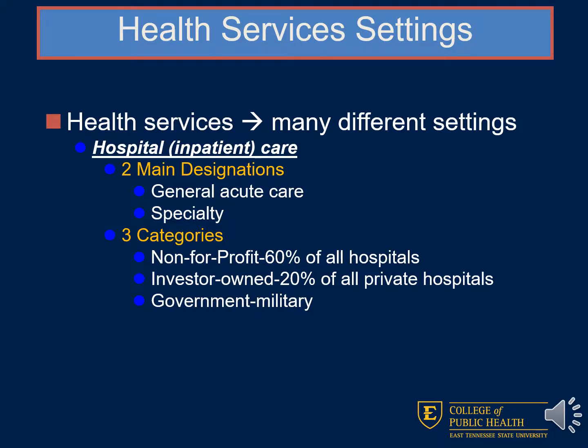So we have the two main categories of hospitals, which are general acute hospitals and specialty hospitals, and then they're further classified into three main categories overall, which are not-for-profit hospitals, our government hospitals, and our investor-owned hospitals. Now, government hospitals are typically going to be those hospitals like the VA, or the Veterans Administration Hospital, or hospitals that are operated by the military.